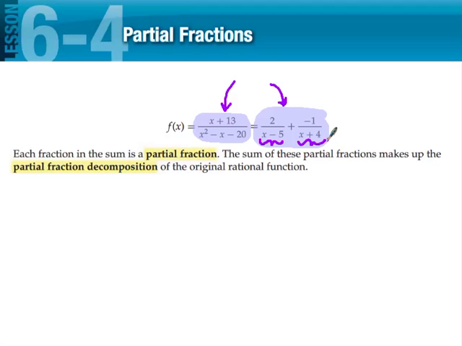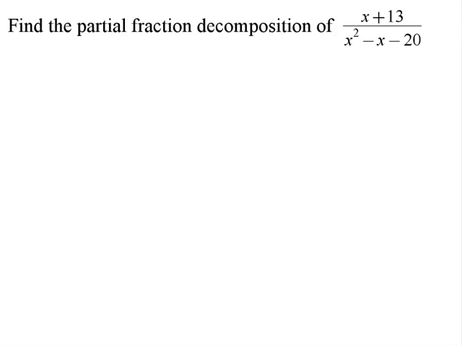Basically, we're going to decompose this big fraction into component parts. It's not super hard as long as you follow the steps. So we're going to find the partial fraction decomposition of x plus 13 all over x squared minus x minus 20. The first thing you're going to do is factor that denominator. That is the very first step.